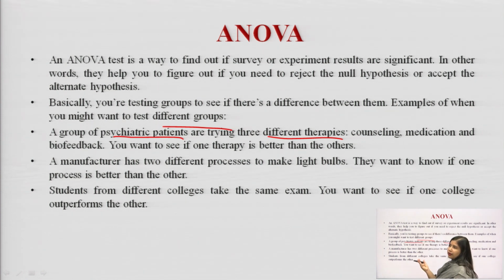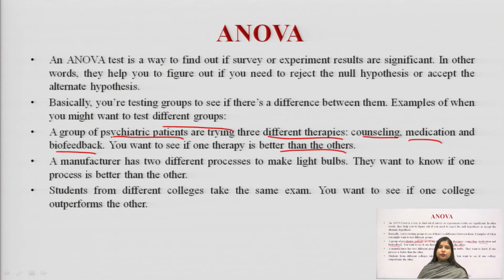Suppose the example is about people who have a psychiatric problem, and the doctors are using 3 different methods for the patients: counseling, medication and biofeedback, and you want to see which therapy is better over the others. In this, we try to establish the relation between them, and if we want to know which therapy is better, we are going to use ANOVA.